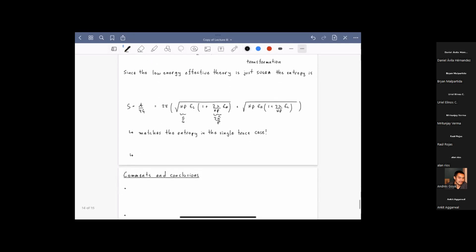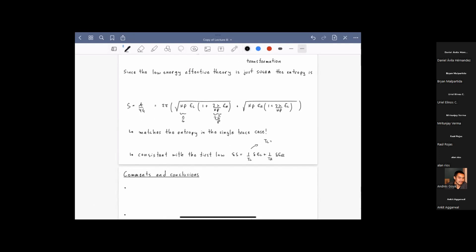And in addition, you can check that this is consistent with the first law of thermodynamics because you can compute this temperature. For example, by going to Euclidean signature and then trying to find the thermal circle that removes all possible conical singularities. And this temperature is given in this way. And there's a similar expression for the right moving temperature where you exchange U with V.